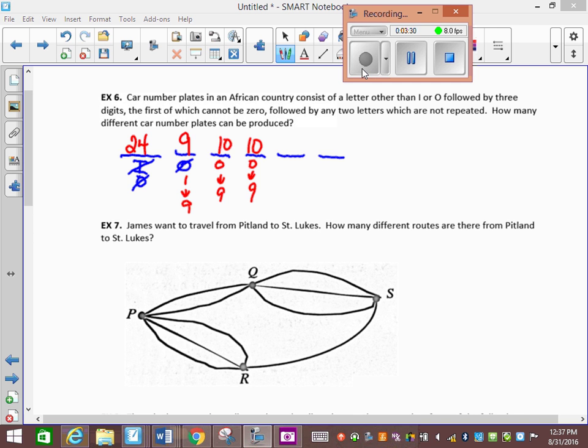So how many options do I have for the first one? I have A to Z. 26. Since there are no repetitions, I'm going to hold A there, let's pretend. So then I have B to Z. Then I have 25. And on your calculator, 24 times 9 times 10 times 10 times 26 times 25 gives 14,040,000. Whoa.